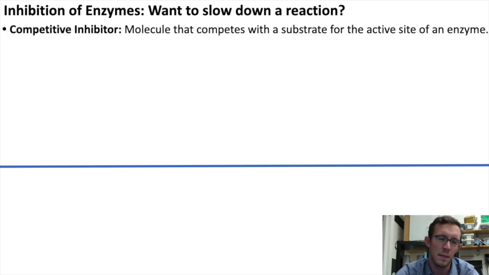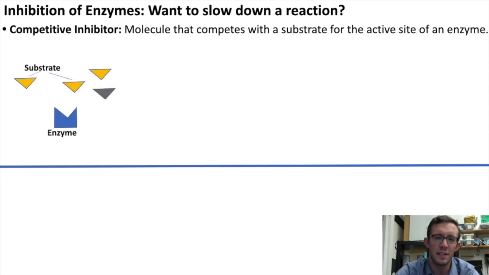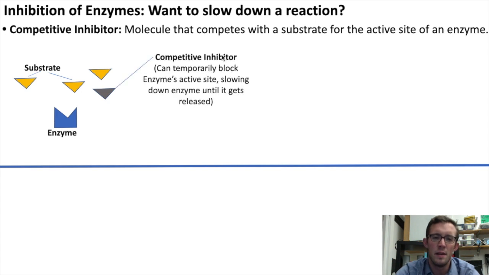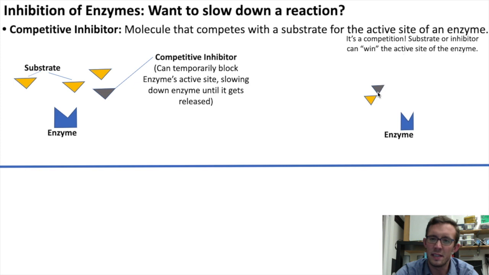The first type of inhibitor is a competitive inhibitor, which is a molecule that competes with the substrate for the active site of an enzyme. So we'll show an example of this here. We've got our enzyme and a couple of substrates that the enzyme would try to break down. The competitive inhibitor would have a similar shape to the substrate and have the ability then to temporarily block the enzyme's active site. So the idea here is that the substrate and inhibitor are in competition.